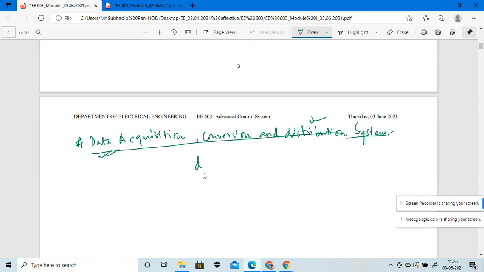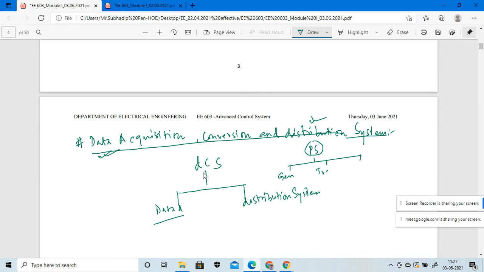A digital control system is actually based on two different parts. One is the data acquisition part, and the other is the distribution system part. In electrical engineering, you will know that the power system is divided into three different segments. What were they? Generation, transmission, and distribution. So each and every part must have a digital control.